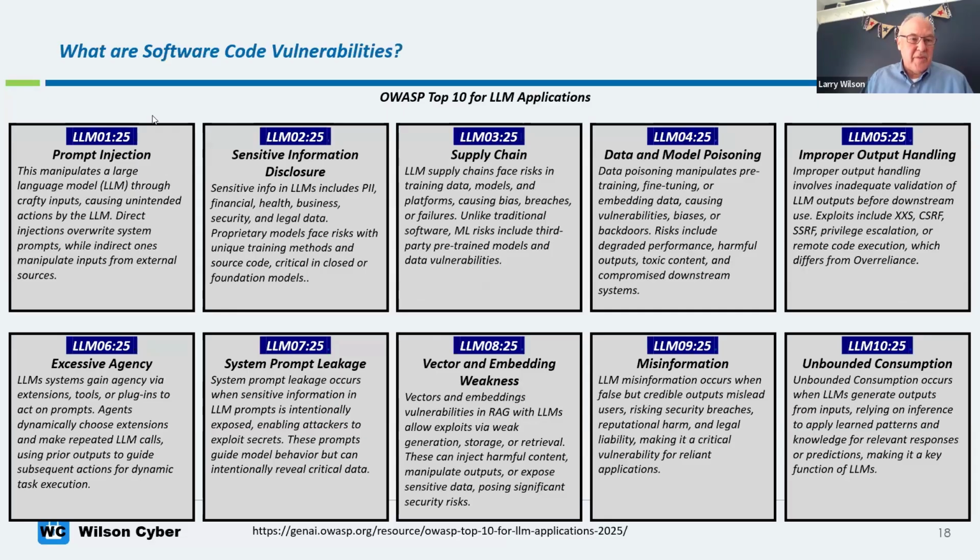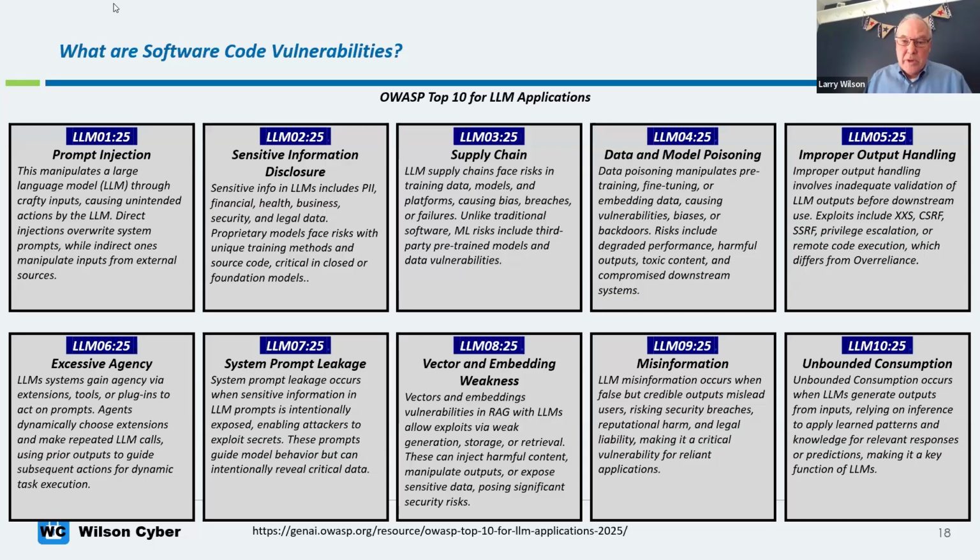So now let's talk about the vulnerabilities. It starts with prompt injection. It manipulates a large language model through crafty inputs, causing unintended actions by the LLM. We have sensitive data disclosure, which is when PII, financial, health, or business data is disclosed. We still have supply chain risks, third-party risks in LLMs, the same way we do in traditional software programs, where the supply chains face risks in training data, models, and platforms, causing bias, breaches, or failures. We have to make sure that our supply chains are secure. It's not just the models that we develop and deploy ourselves, it's also our supply chain.